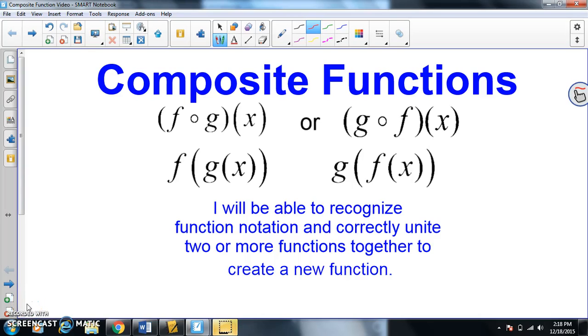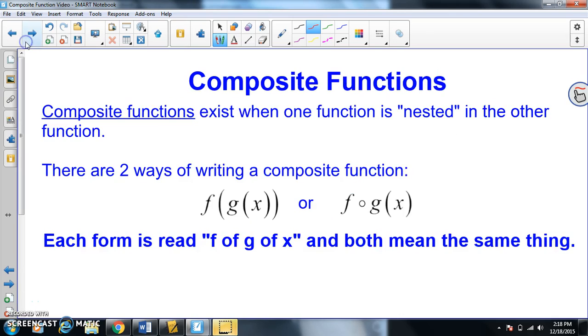Hey guys, today we're going to talk about composite functions. So, what is a composite function? A composite function is when one function is nested into another function. And there are two ways of writing composite functions.